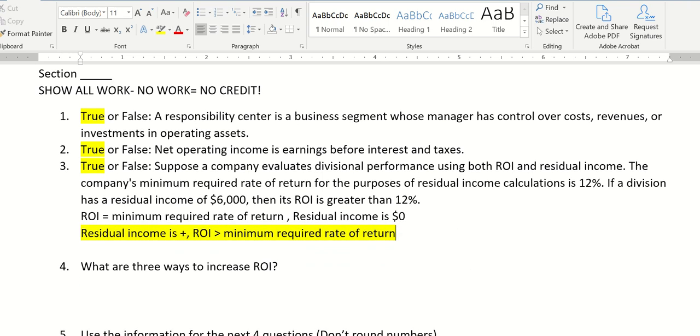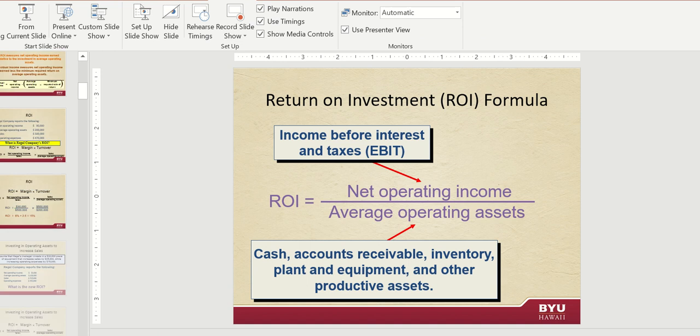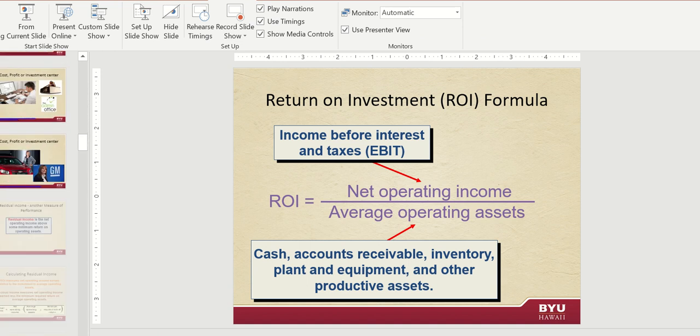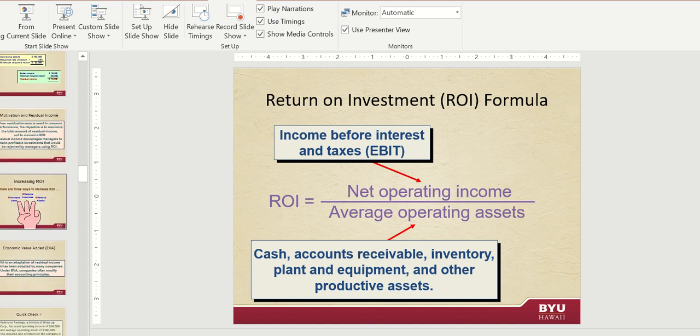What are 3 ways to increase ROI? You can refer to the slide, which is this slide right here.